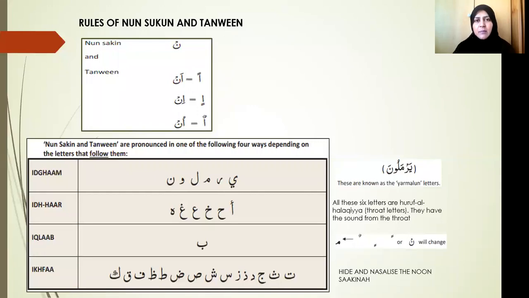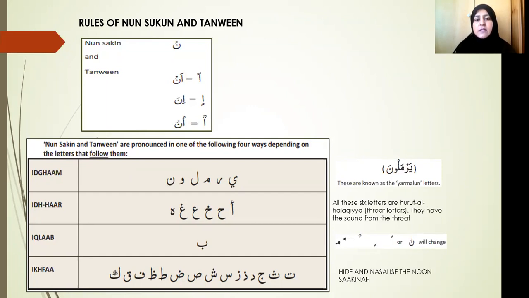Each letter of the Arabic alphabet causes a rule. If we notice here in this table, each letter only appears once. If noon sakina or tanween are followed by one of the huruf al-halqiyya, which we did in the first lesson, the throat letters, one of the 6 throat letters, then the rule of izhar will apply. If the noon sakina or a letter with tanween is followed by the letter ba, then the rule of iqlab will apply. If noon sakina or a letter with tanween is followed by one of the 6 yarmaloon letters, then the rule of idgham will apply.